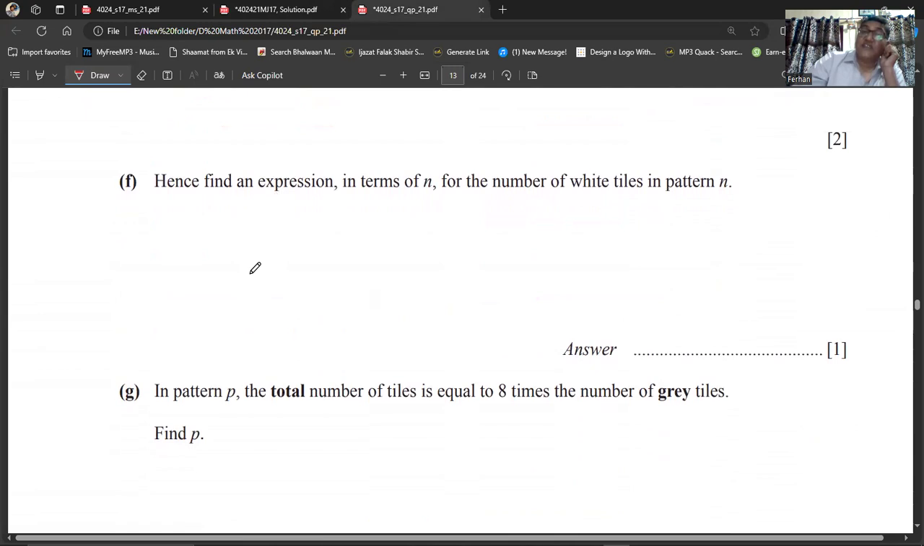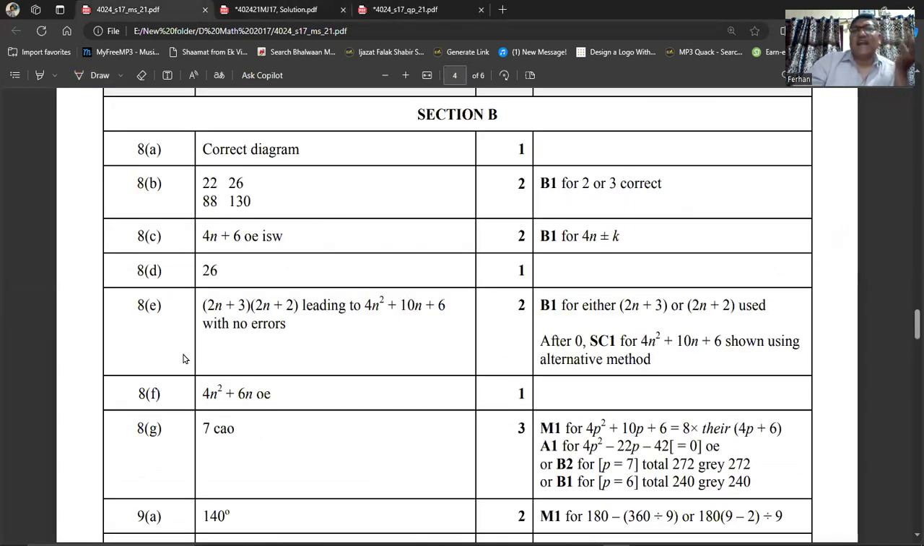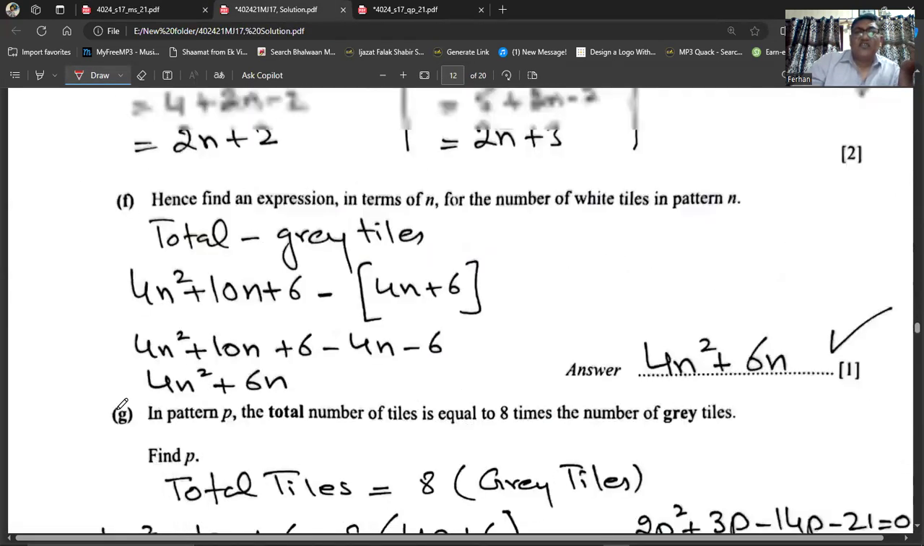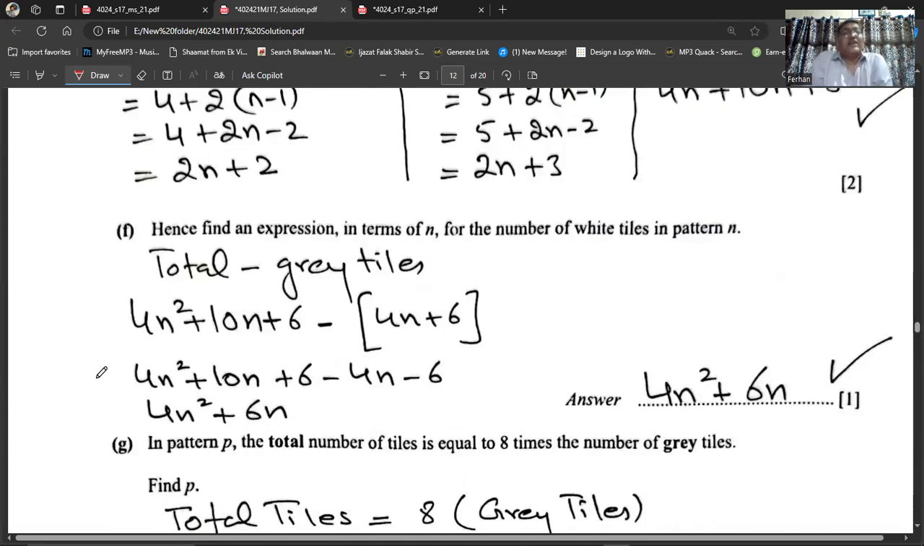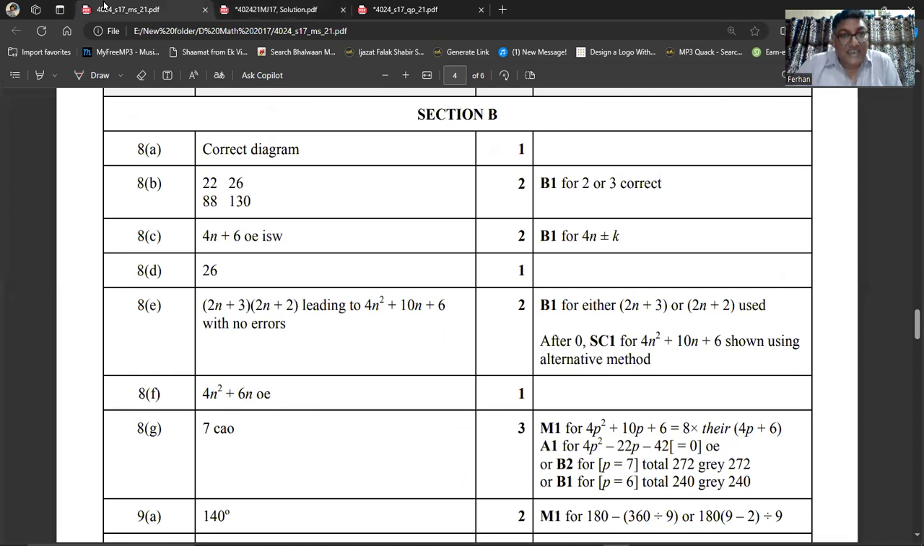He says, hence find an expression in terms of n for the number of the white tiles in the pattern. The white tiles are the total number of the tiles minus the gray tiles. So the total number of the tiles, nth term is 4n squared plus 10n plus 6, and the gray tiles nth term is 4n plus 6. From the total tiles, subtract the gray tiles. The rest are the white tiles. So you will have 4n squared plus 10n plus 6 minus 4n minus 6. It will be 4n squared plus 6n. 4n squared plus 6n is the right answer.